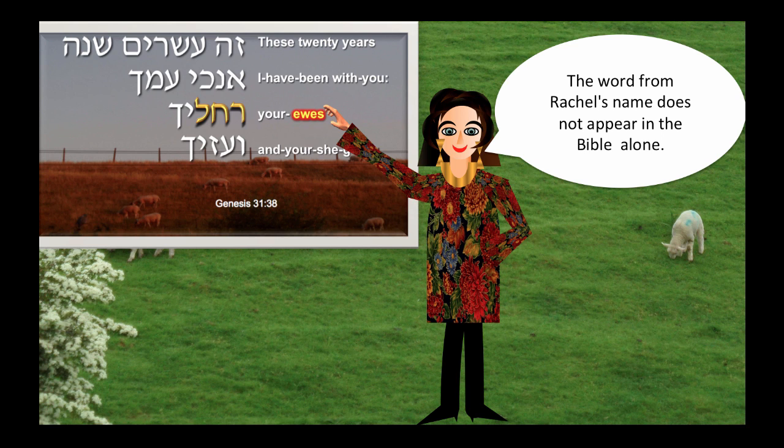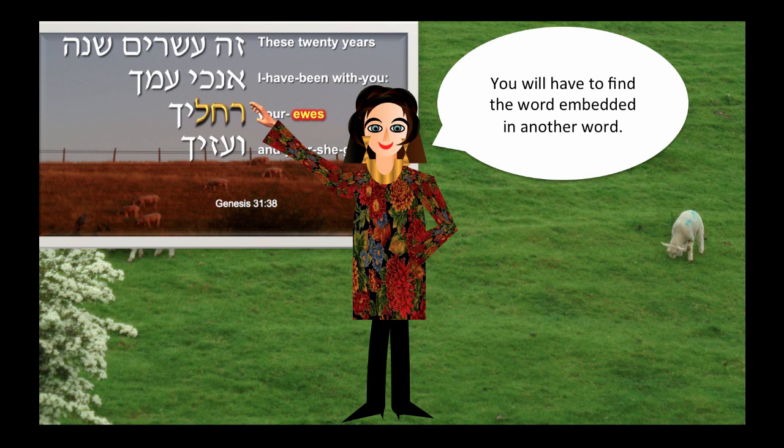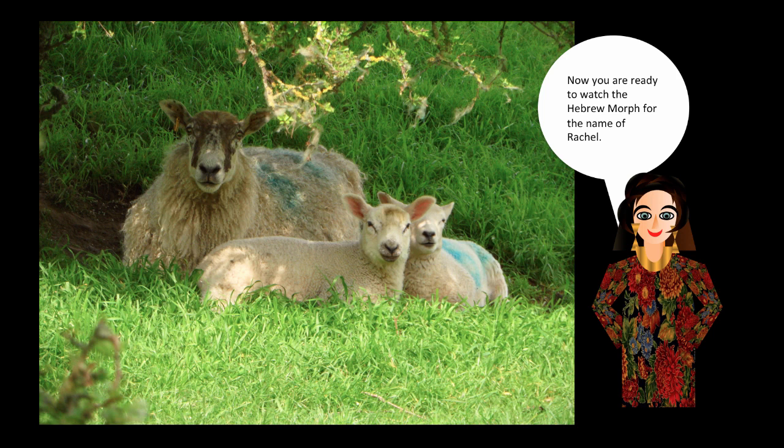The word that we get from Rachel's name does not appear in the Bible alone. There's not any verse where you're going to find the word that means Rachel's name for sheep and ewe. It's not going to be alone. So you will have to find the word embedded in another word, in that Hebrew word, as you can see here. With that in mind, you are now ready to watch the Hebrew morph of the name of Rachel.